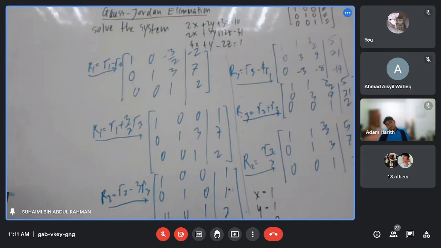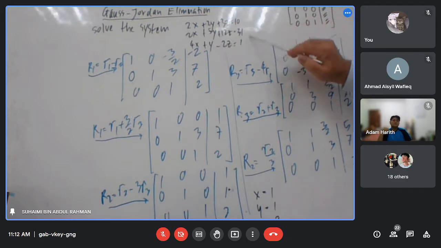Right. Any questions? To get x, y, and z, remember that we focus on 3 variables only and 3 equations. 3 variables in 3 equations.